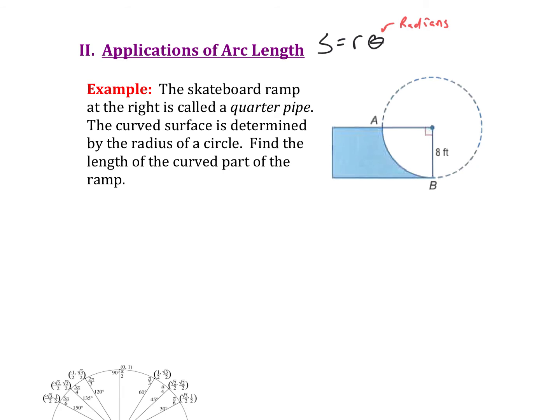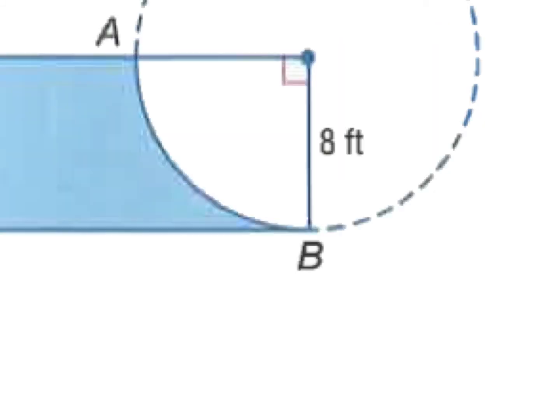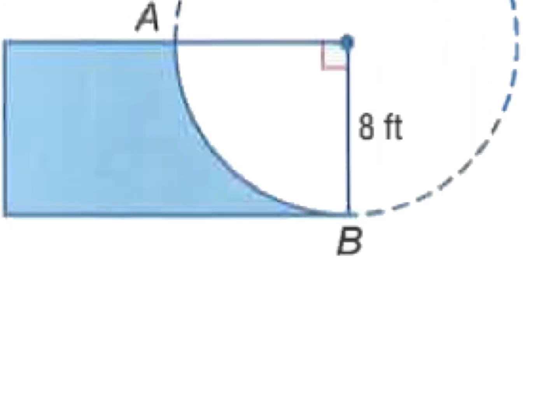All right, a skateboard ramp is called a quarter pipe. The curved surface is determined by the radius of a circle. Find the length of the curved part of the ramp. So we've got a little skateboard ramp that this guy is riding on. What we want to figure out is, what is the length of that curved part? What is the arc length there?